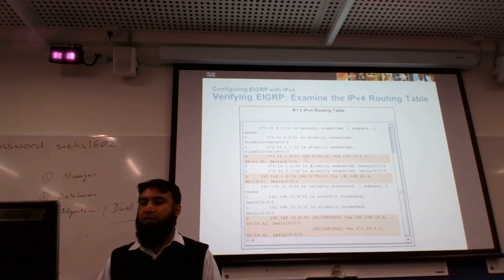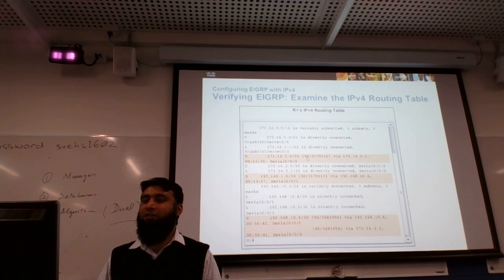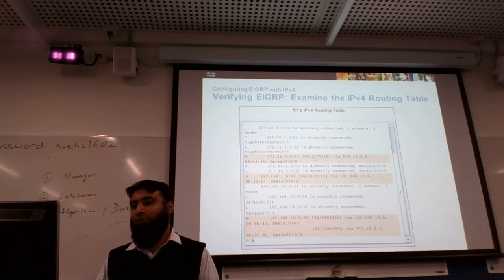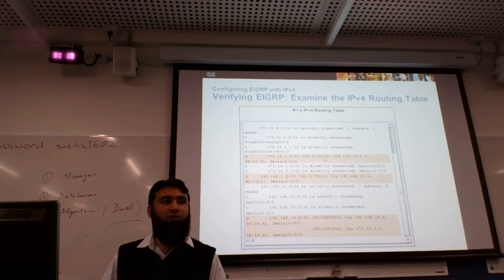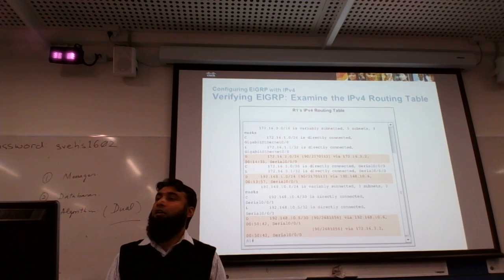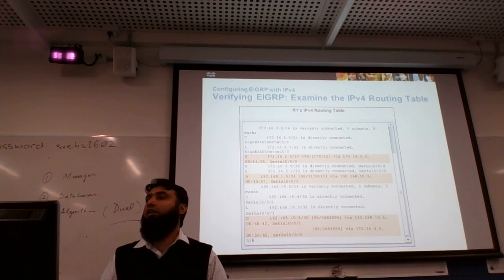Then what is this number? Distance. Yes, administrative distance. And this is your big number, 2170112. It's a big number. It's the metric value, the cost of that link. I will explain later how we calculate it, and we will learn the full formula and how we calculate that.